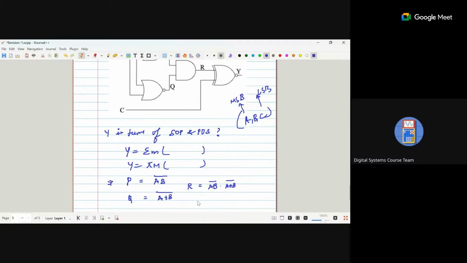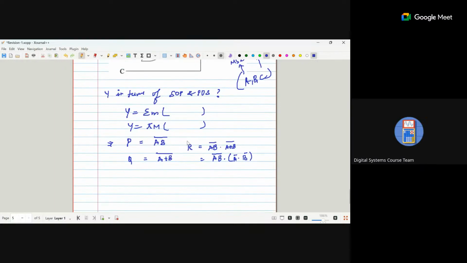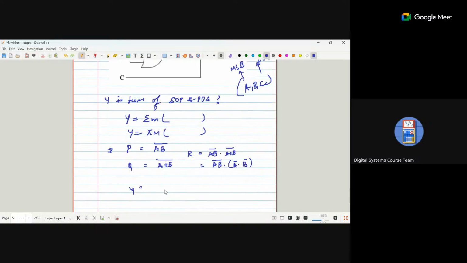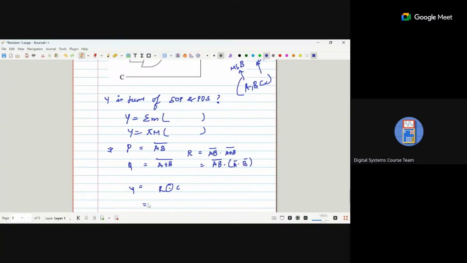And this can also be written as, what is (A plus B) the whole complement? A complement dot B complement. A complement dot B complement. So now R, now Y. Y is R x naught, R x naught C. What is your R?